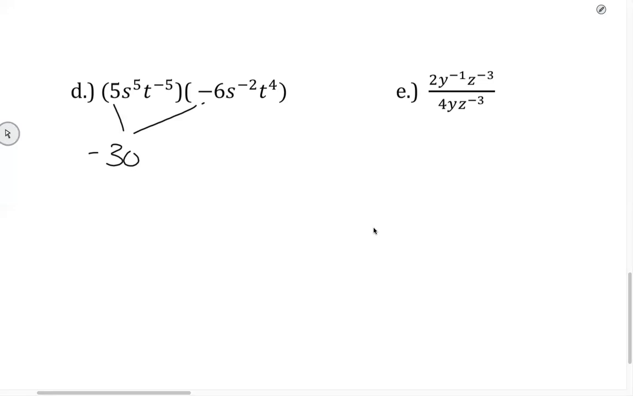Now, the S's. I know this is a negative 2. I'm not worried about it because this says I'm multiplying the two things. And Julie, what do I do when I multiply two powers? What do I do with the exponents? I add them. What's 5 plus negative 2? Lance?